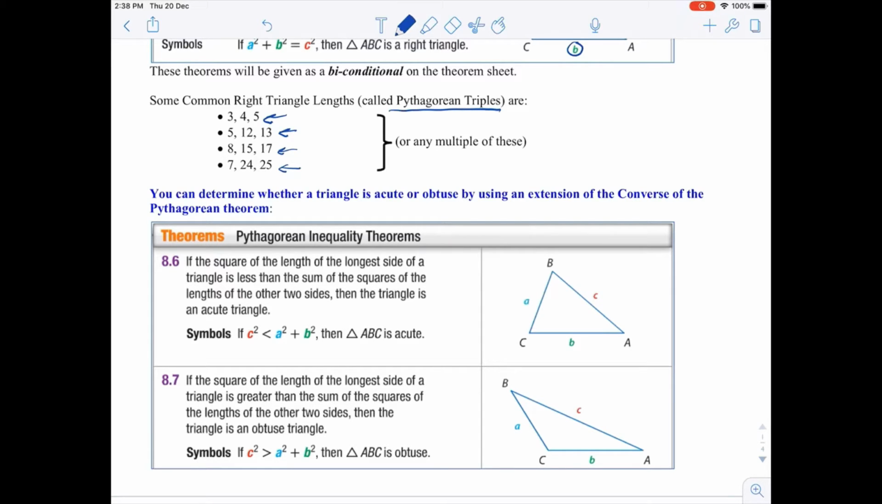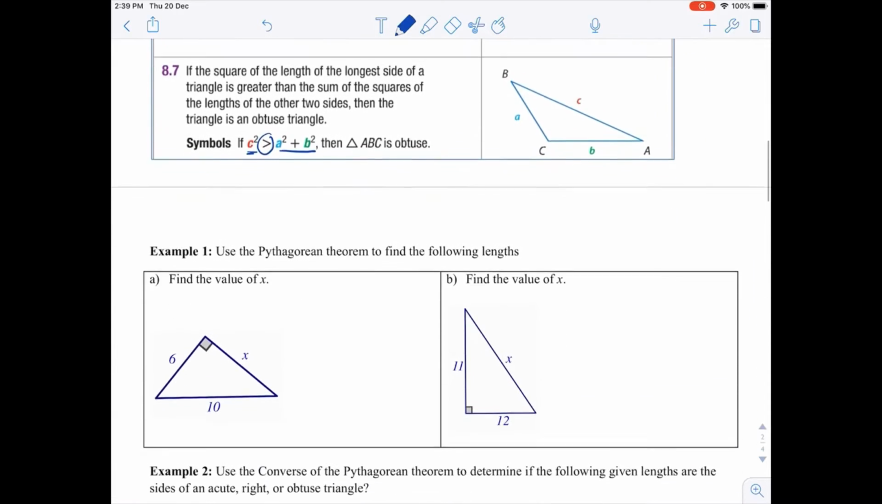So this first theorem says, if the square of the length of the longest side of a triangle is less than the sum of the squares of the lengths of the other two sides, then the triangle is an acute triangle. So notice here that c squared is less than a squared plus b squared, then the triangle is acute. If, in the second theorem, c squared is greater than a squared plus b squared, then the triangle is obtuse. And then don't forget, if c squared is equal to a squared plus b squared, then we know the triangle is right. So let's look at a couple of examples.